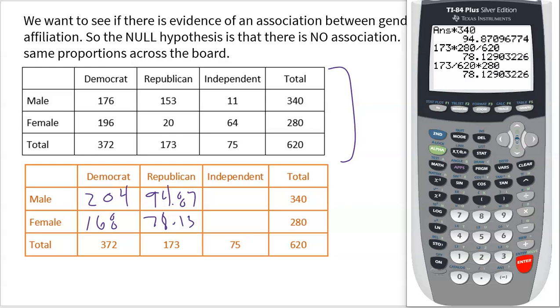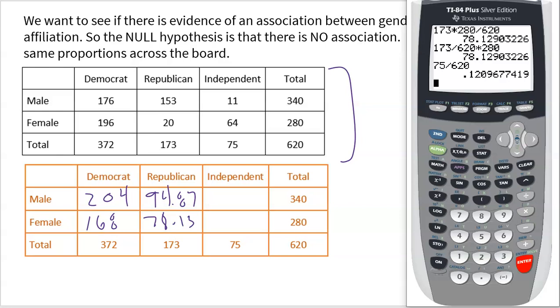All right, let's move on to independent. So again, 75 out of 620. And I typed that wrong. 75 out of 620 are independent. Again, that's about 12%. So think about what I'm saying here. If 12% of people are independent, 12% of males should be, 12% of females should be, because that would show that the null is true and that there is no association.